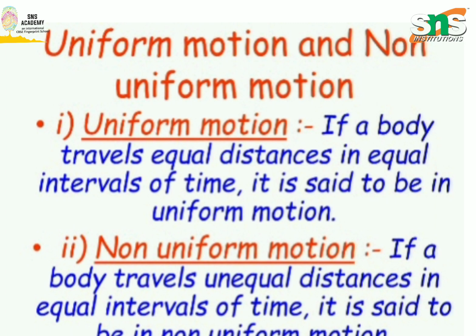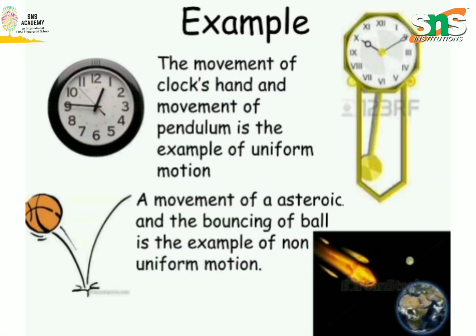In our day-to-day life, we come across motions where objects cover unequal distance in equal intervals of time. For example, when a car is moving on a crowded street or a person is jogging in a park, these are instances of non-uniform motion. So non-uniform motion is nothing but motion in which the speed is not constant, it varies, which means it covers unequal distance in equal intervals of time.